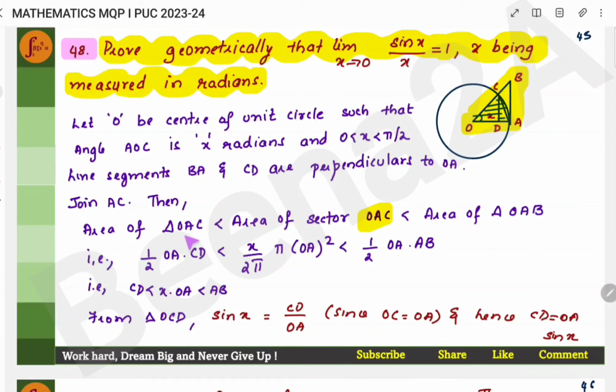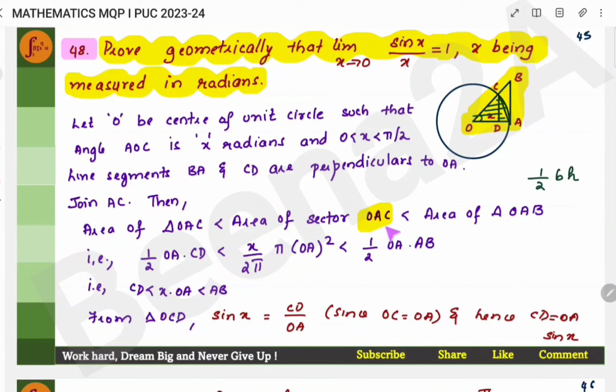Now what is the area of triangle OAC? What is the formula? Area of a triangle is nothing but half base into height. Now what is the base here for triangle OAC? OA. What is the height? The height is CD. CD is the height for this triangle.